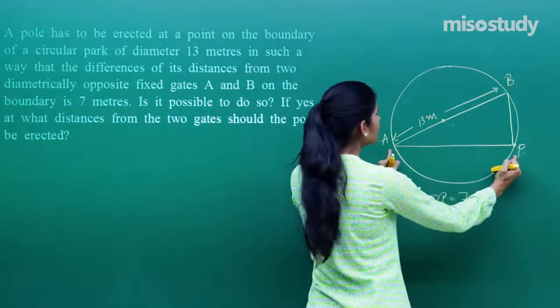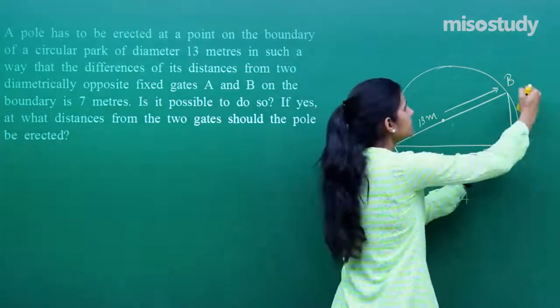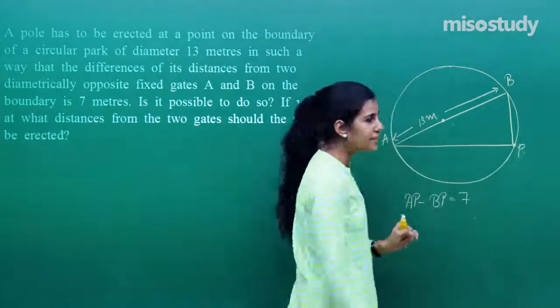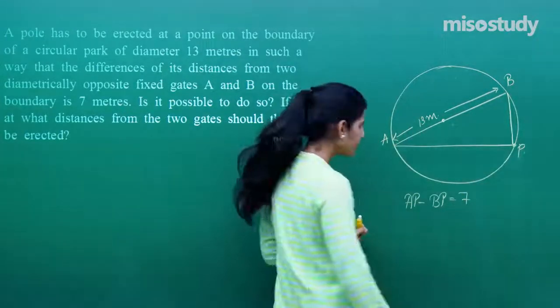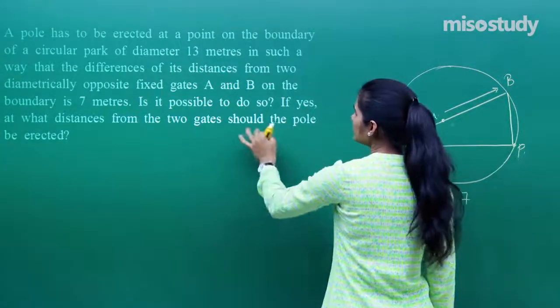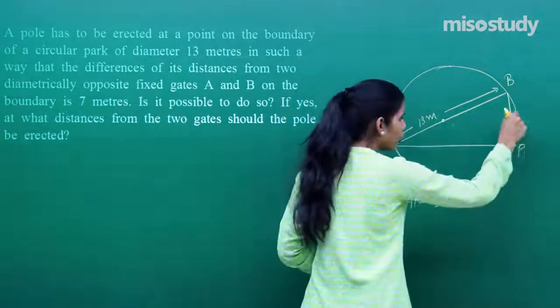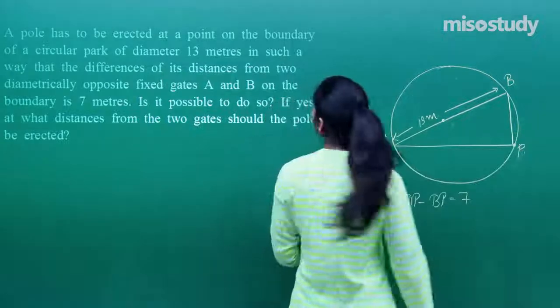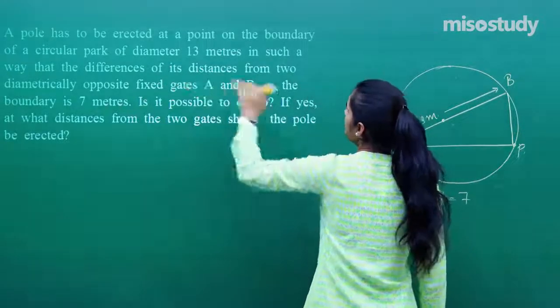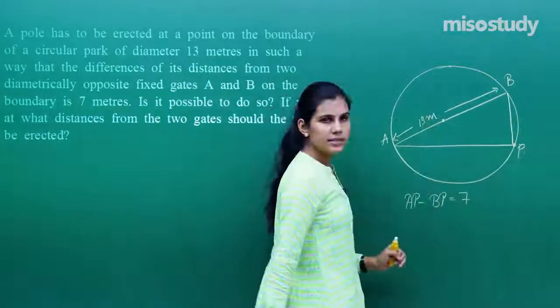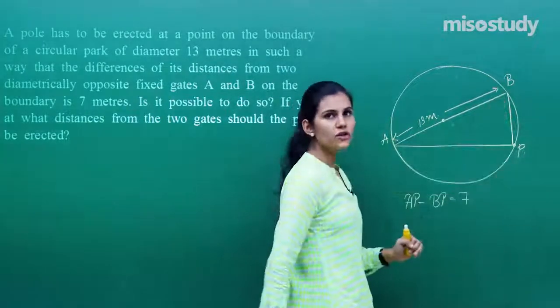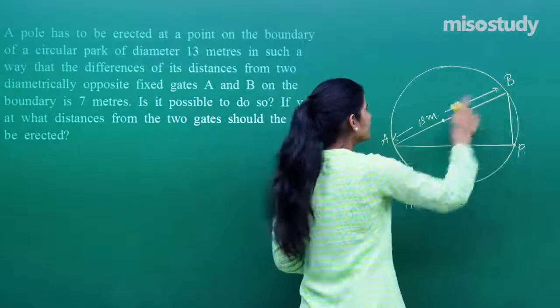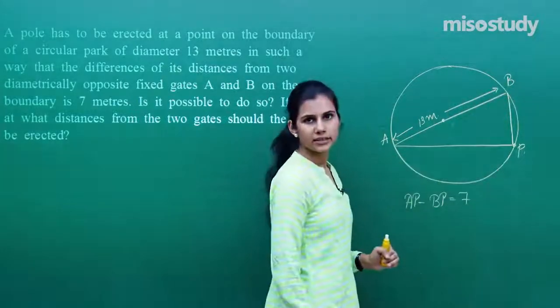This is how far the pole is from the first gate. This is how far the pole is from the second gate. The difference in these two distances is 7. Fine. Is it possible to construct or erect such a pole on the very boundary of a circular park such that the difference of the distances of this pole from these two endpoints is 7?